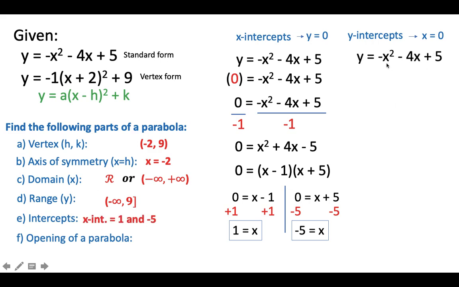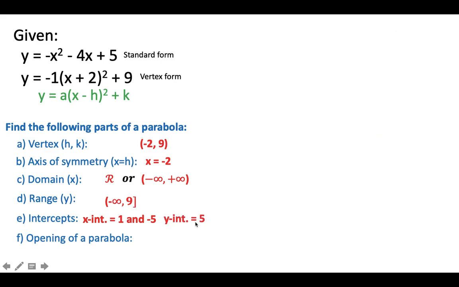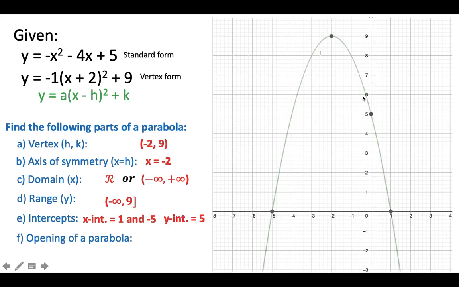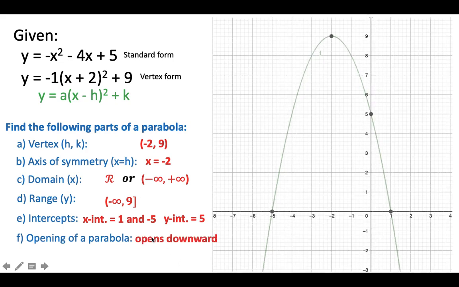To find the y-intercept, set x equal to 0, then simplify. So y is equal to positive 5. That's the y-intercept. Now for the opening of a parabola, by looking at the graph, we can easily say that it opens downward. Or if a graph is not given, just go to the value of a. What is the value of a? In this case, it is negative 1. Since it is negative, the parabola opens downward.